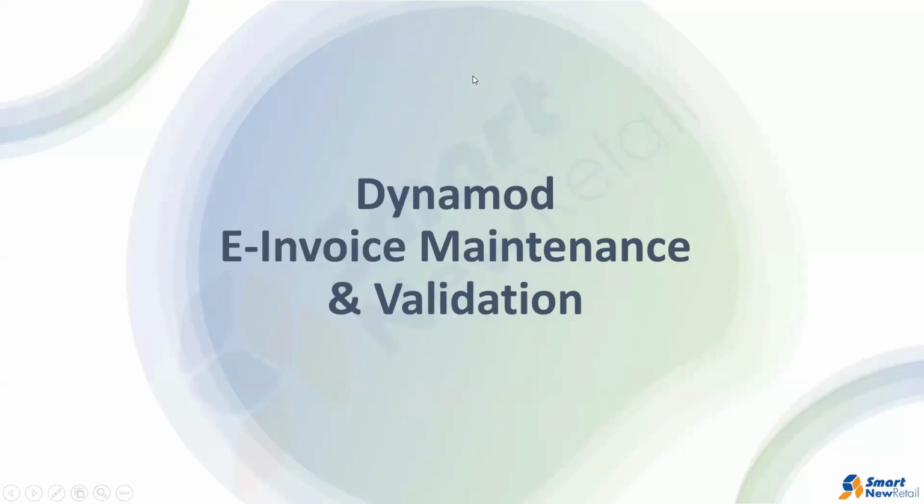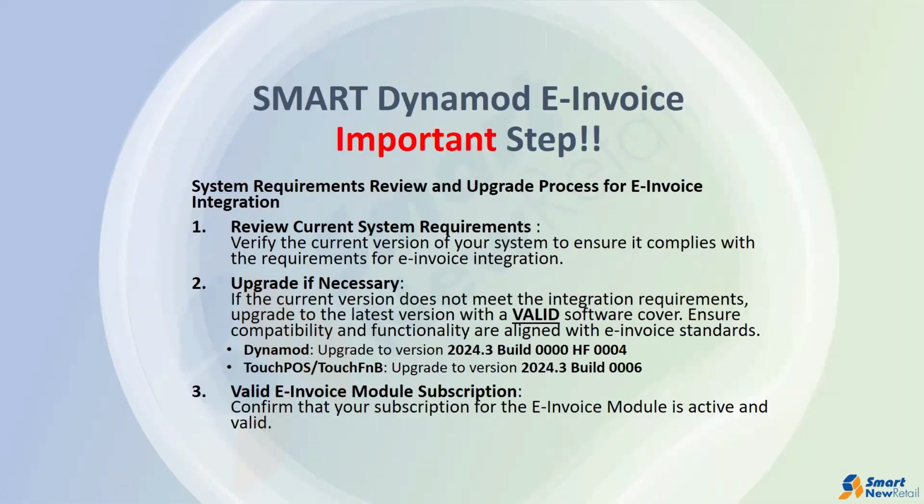To use our Dynamod e-invoice, the first thing you need to check is whether the version you are currently using is the latest one. If not the latest, at least the version has to be 2024.3. Our current latest version is 2024.4. So if your software is not updated, please do the update, or if you're not sure how, you can ask your agent to help you do it.